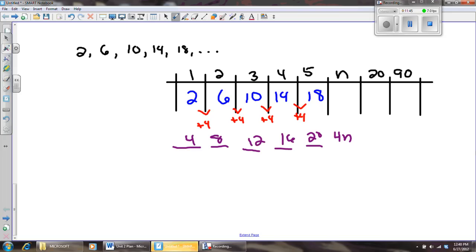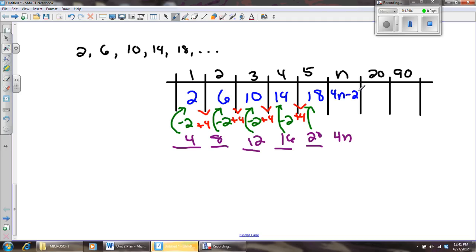And then ask myself, how do I turn the purple into the blue? Looks like I'm subtracting 2 there. Minus 2, minus 2, minus 2, and minus 2. What do I need to do to 4n? I need to subtract 2, 4n minus 2.